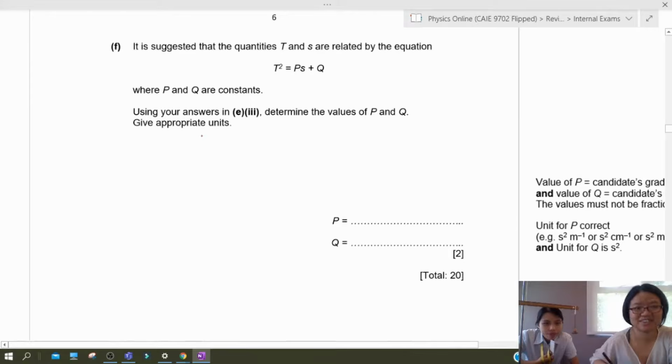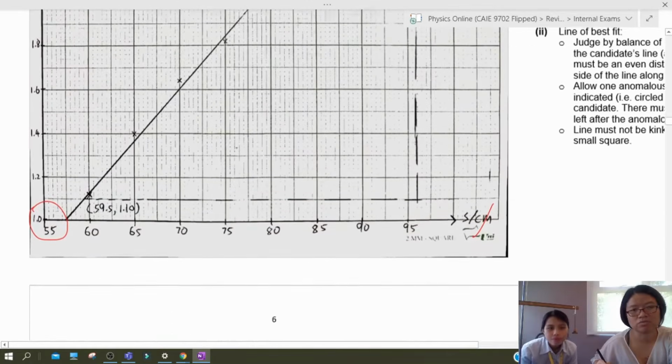Last part. The quantities are T squared and P s plus Q. Q is your y-axis, and this is your x-axis. So I can say P is the gradient, and Q is the y-intercept. I haven't finished yet. I need to copy my gradient value.